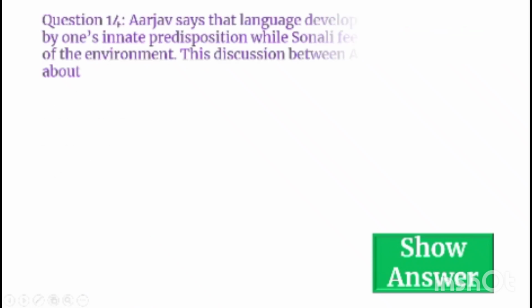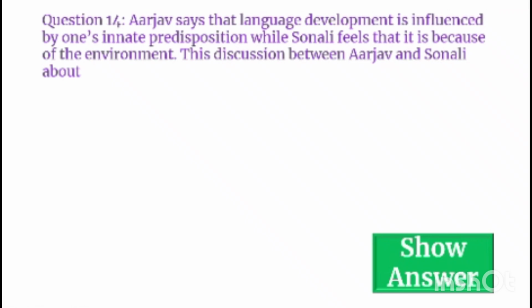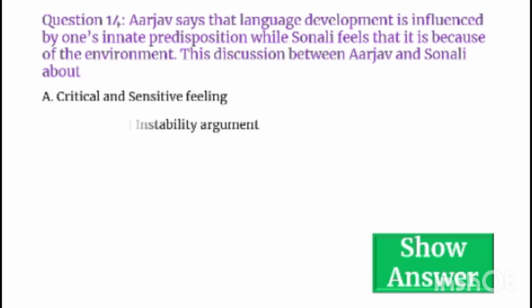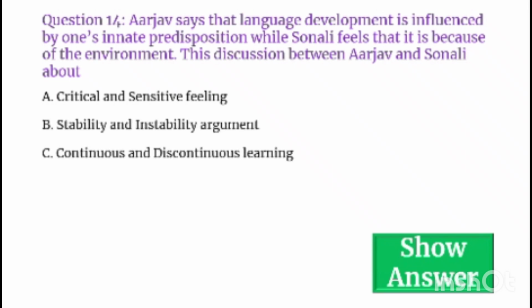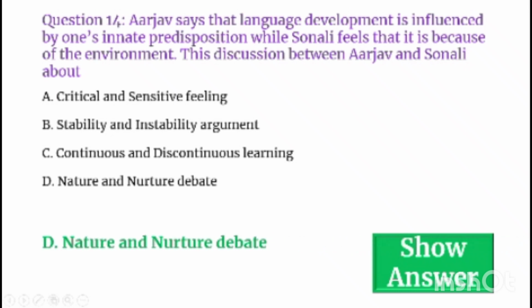So question number 14 on your screen. Arjav says that language development is influenced by one's innate predisposition, while Sonali feels that it is because of the environment. This discussion between Arjav and Sonali is about what? A, critical and sensitive periods. B, stability and instability argument. C, continuous and discontinuous learning. D, nature and nurture debate. So, what would be the answer? You can see nature and nurture debate.